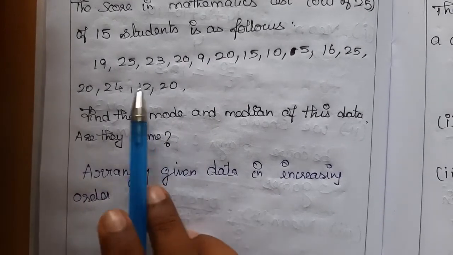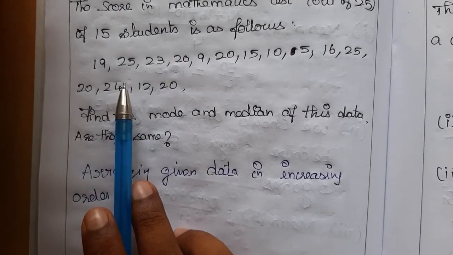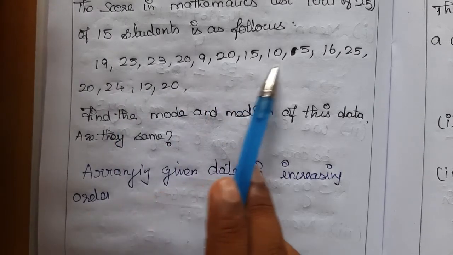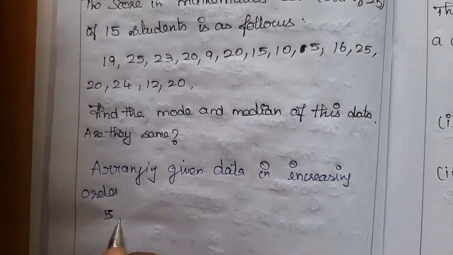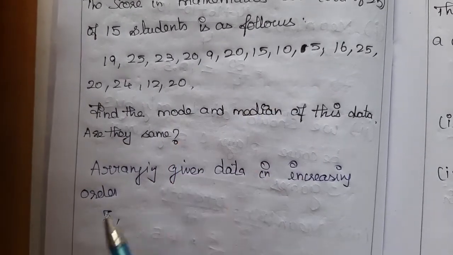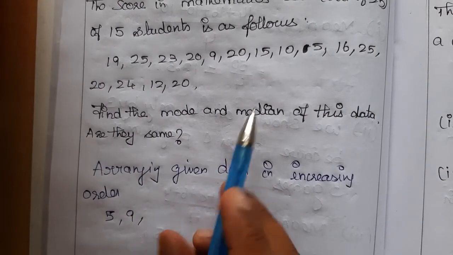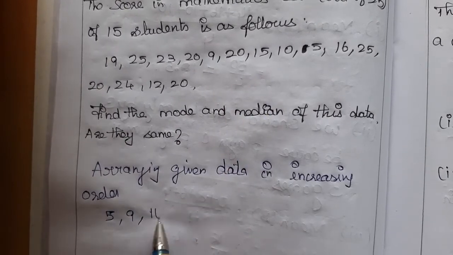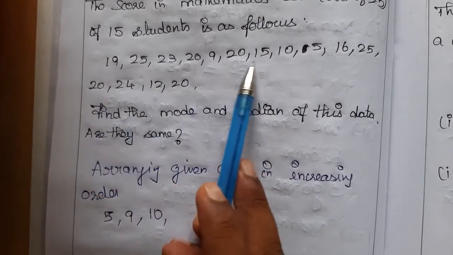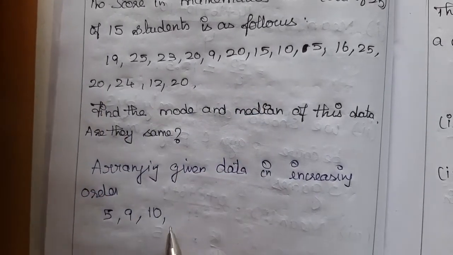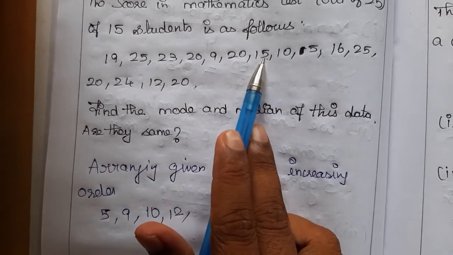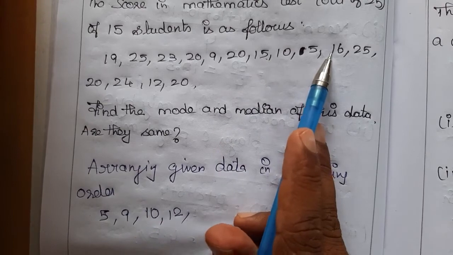So which is the very smallest here? 5, right? So 5, next to 5, what is there? 9. Next 10. Next is 12. Next is 15. 15 followed by 16 and 19.